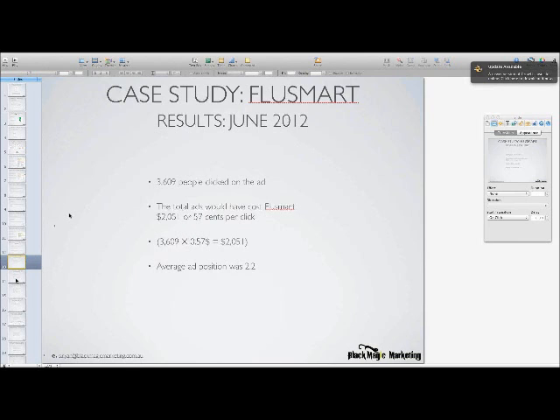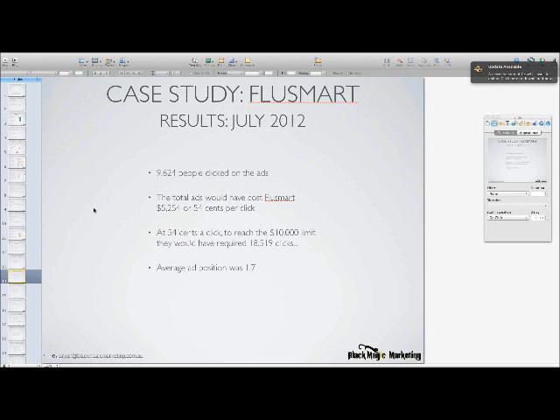So if we move into July, July was nearly triple the amount of people. 9,624 people clicked on the ads. $5,254 worth of advertising, which was covered by the grant, and the click costs dropped 3 cents, so from 57 in June to 54 in July.